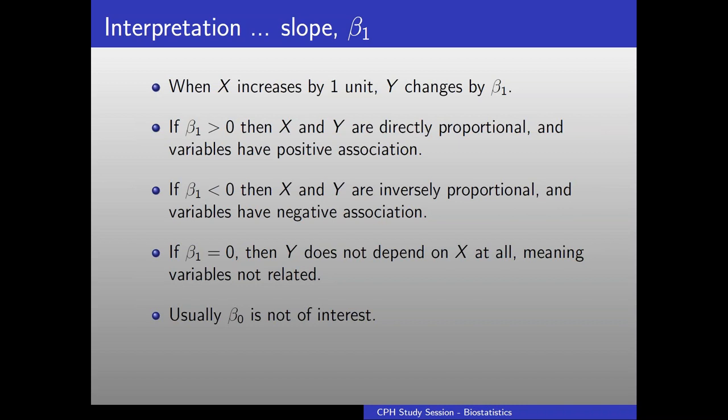If beta 1 is positive, that means x and y are positively associated, or directly proportional. It means that as one goes up, the other goes up with it. If beta 1 is negative, or inversely proportional, meaning as x goes up, y goes down. And if beta 1 is 0, then y doesn't depend on x at all, meaning no matter what values of x you have, it doesn't really predict y. There is another parameter, beta 0, but that's usually not of interest to us.